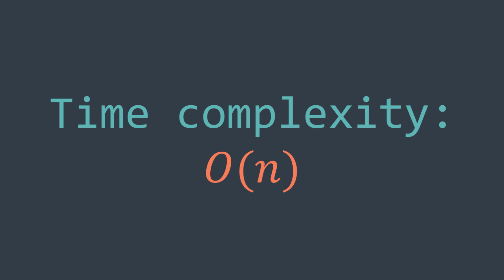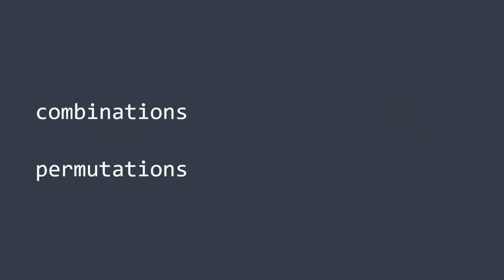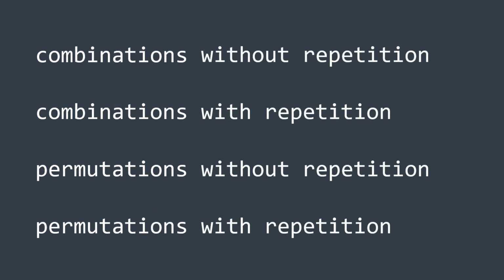Now, what if I tell you that we have a mathematical formula to directly find the number of sorted vowel strings without doing all what we've done here? In combinatorics, we have combinations and permutations, and for each one of them, we have without repetition and with repetition. Let me show you an example.